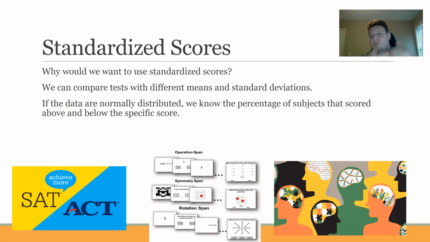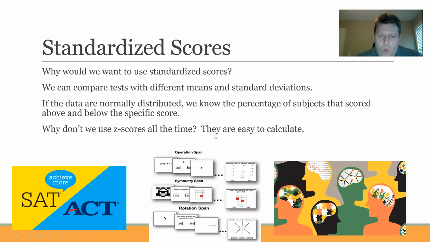We might not know the total amount of points of the test. Z-scores really increase the interpretability of looking at the data. So why don't we use Z-scores all the time? All right, Z-scores are easy. People like them. Why do we come up with things like IQ scores or T-scores?